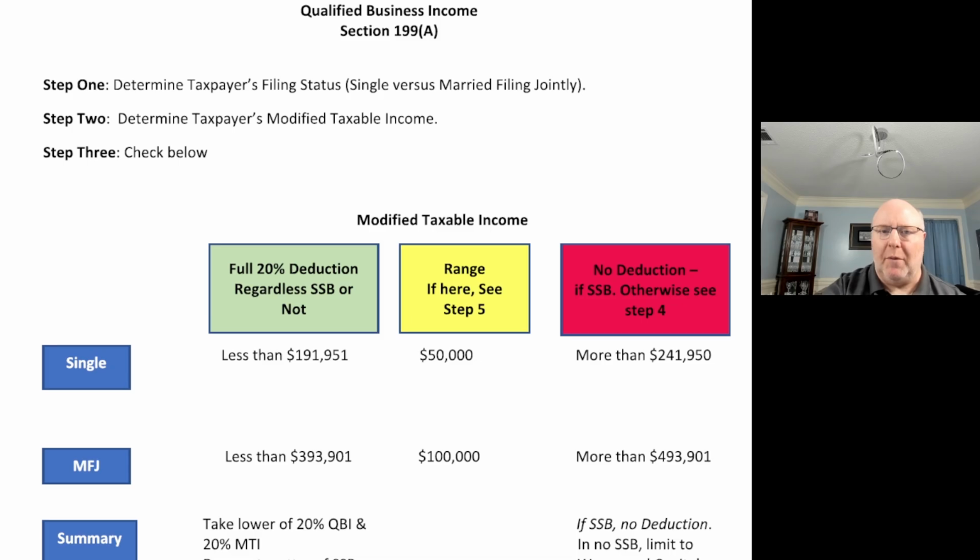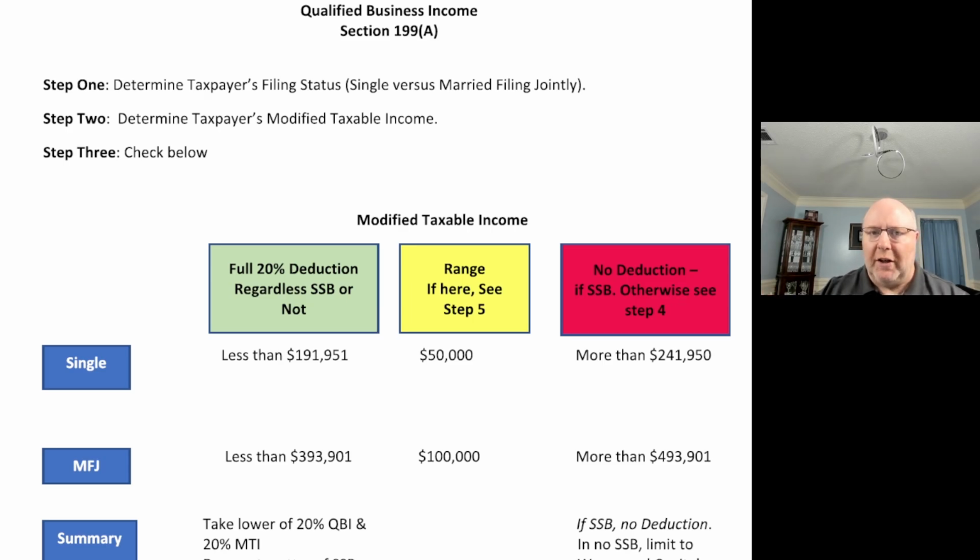So Part A, 50% of W-2 wages. Part B, 25% of W-2 wages plus 2.5% of the unadjusted basis of property. Take the greater of those, and then compare that to your 20% of QBI, and that'll be your full QBI deduction, although it could be limited by 20% of modified taxable income.